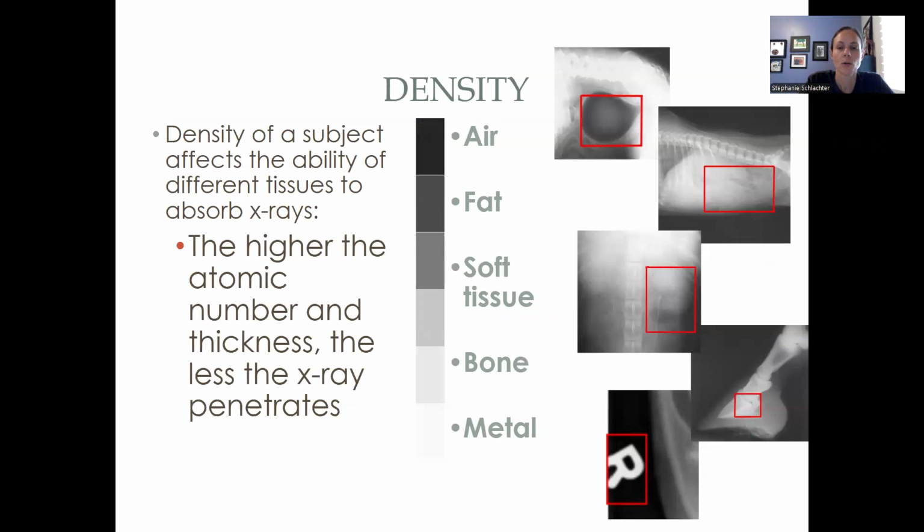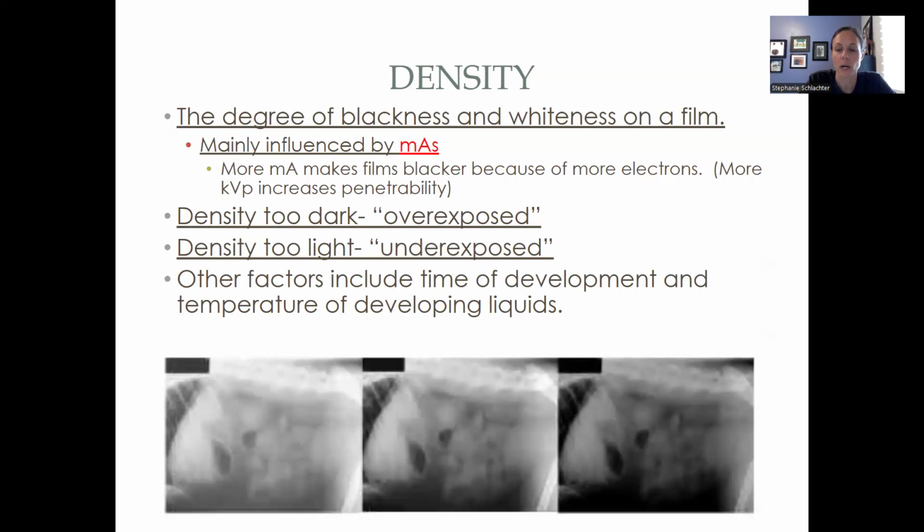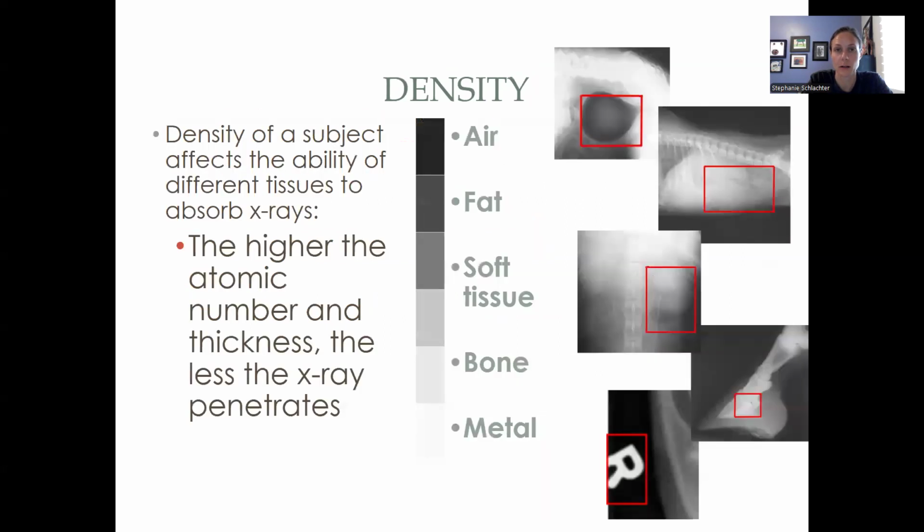Looking at our schematic here, we have density in two different ways. The first way, on this last slide, is the density of the film itself, of the image itself. If something is too dense, when we are talking about the film, it is too dark. If it is not dense enough, or underexposed, it is too light. That is the film when we talk about density there.